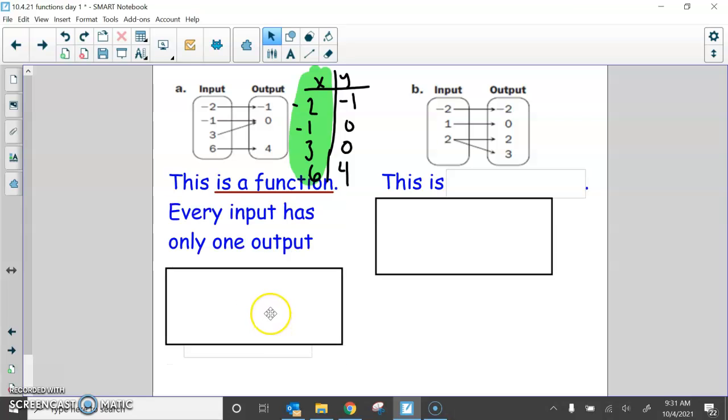So this is a function. And it has the same explanation as earlier, if you want to write that down again. Every input has one output. That's why there's only one line coming from each of the numbers on the left side.